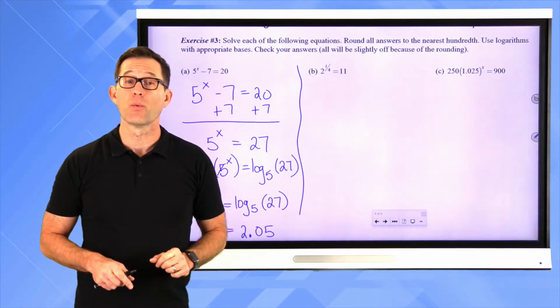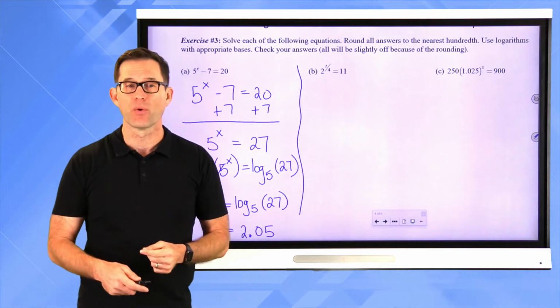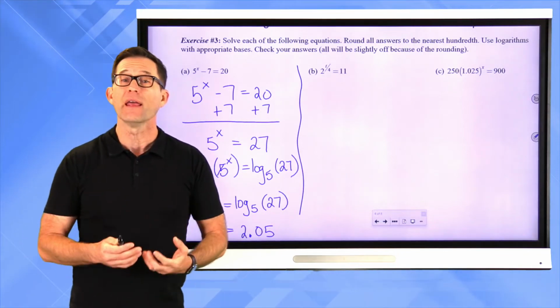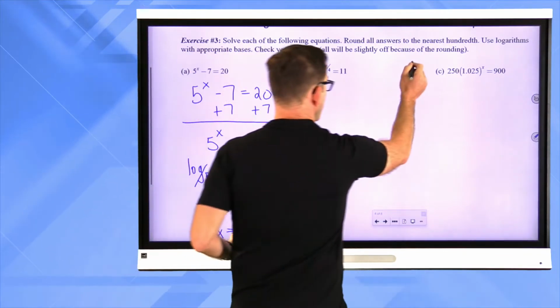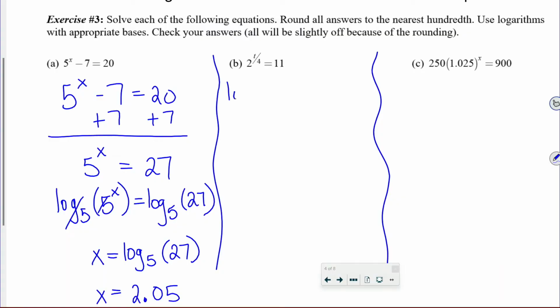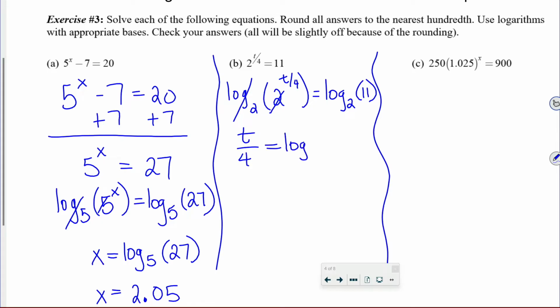So the first thing that we're going to do to unwrap this equation and get our t out of it is to do the logarithm, right? We want to get the t divided by 4 all by itself. So we're going to do the log base 2 of 2 to the t divided by 4 is equal to the log base 2 of 11. These are going to cancel. That's going to give me t divided by 4 is equal to the log base 2 of 11.